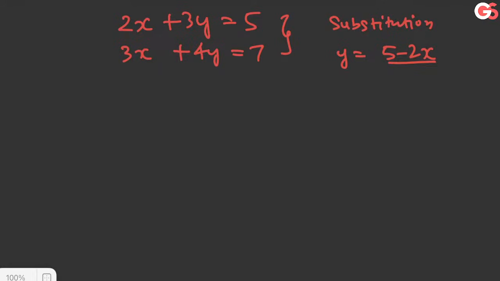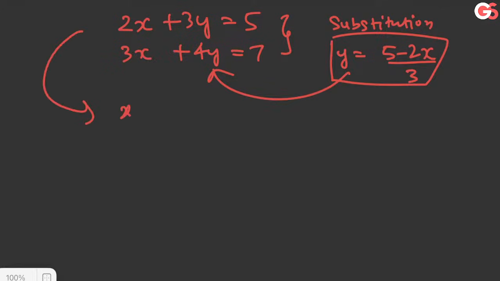So y is 5 minus 2x upon 3. That is the value that I have obtained from the first equation. I can put this value in the second equation to get the value of x. If someone asks me what is the value of y, in that case, from the first equation, I'll write x in terms of y. So 5 minus 3y, all right, upon 2 is the value of x. Let's put it here and get the answer. All of us understand that that is substitution.